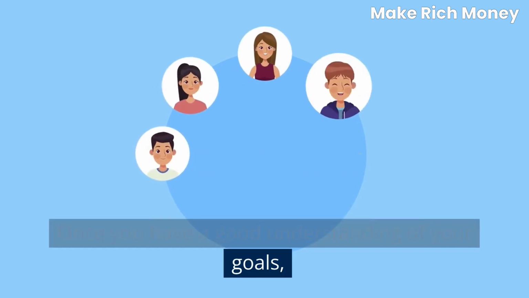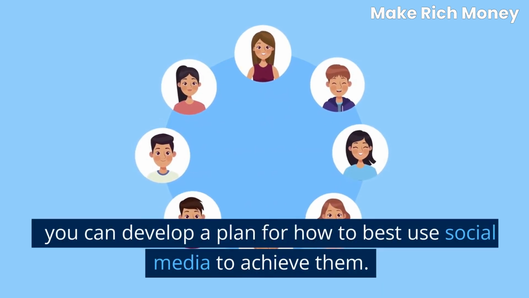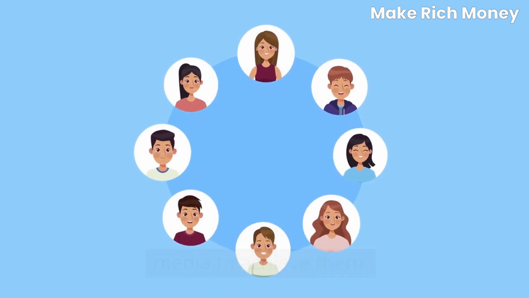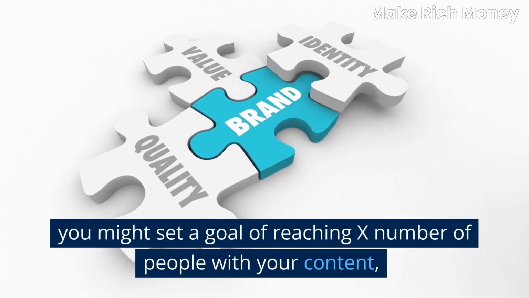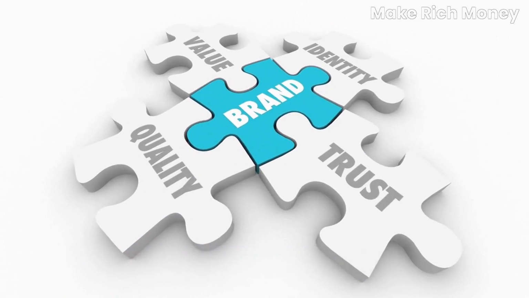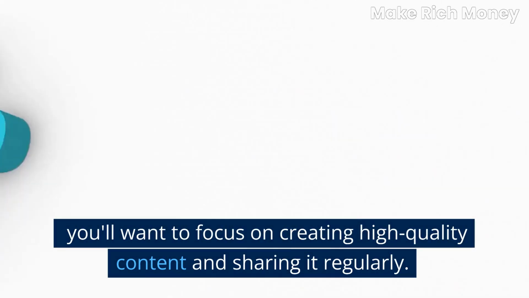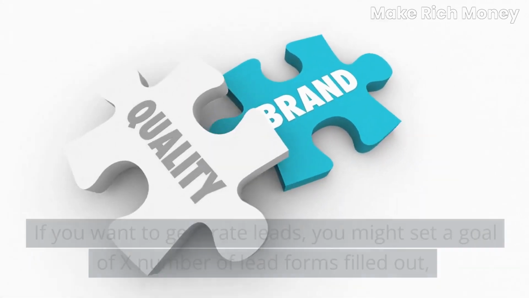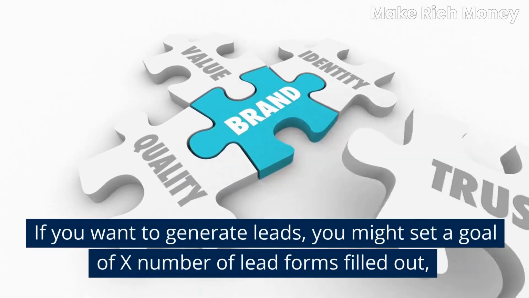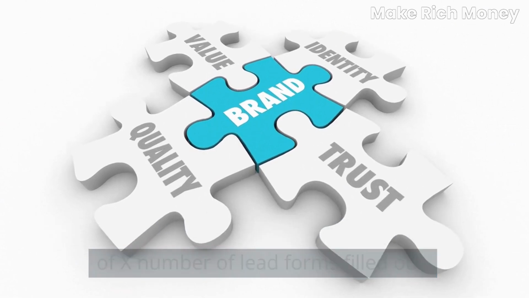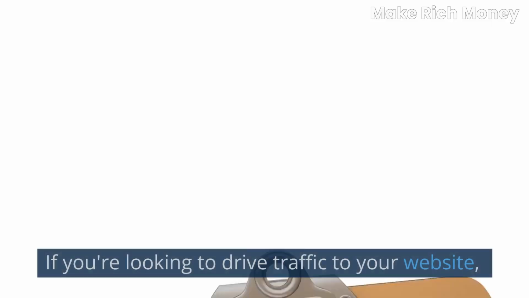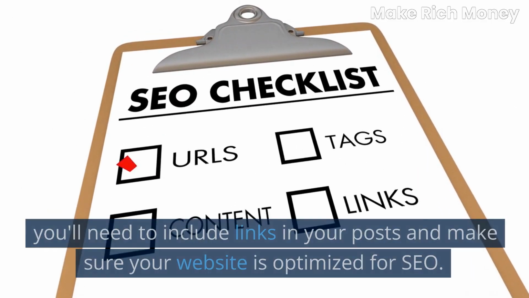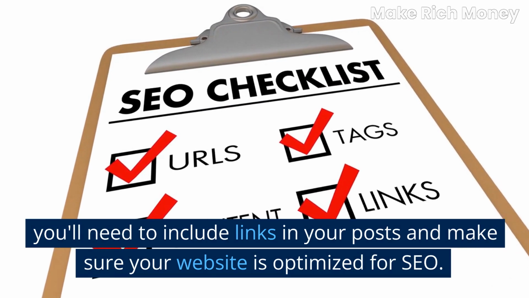Once you have a good understanding of your goals, you can develop a plan for how to best use social media to achieve them. For example, if you want to increase brand awareness, you might set a goal of reaching X number of people with your content. You will want to focus on creating high quality content and sharing it regularly. If you want to generate leads, you might set a goal of X number of lead forms filled out. You will need to create content that encourages users to take action. If you are looking to drive traffic to your website, you will need to include links in your posts and make sure your website is optimized for SEO.